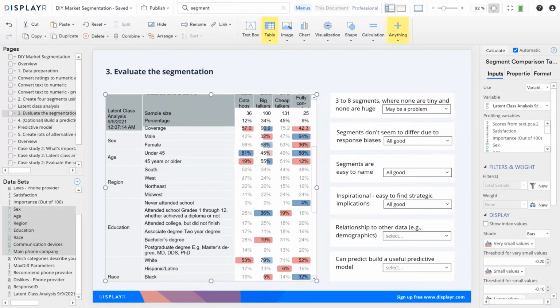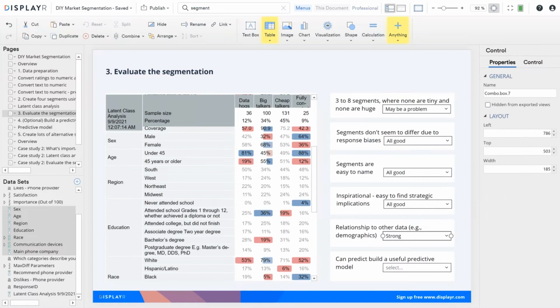If we look at the age data, we can see that the data hogs are nearly all under 45, whereas the big talkers are much more likely to be older, as are the cheap talkers, and that kind of makes a lot of sense. So we're seeing some quite big differences based on demographics. I won't keep exploring them because it would make the webinar a bit long and tedious, but in terms of relationship to demographics, we've got some strong relationships. We've got this last criteria, which we'll focus on now.